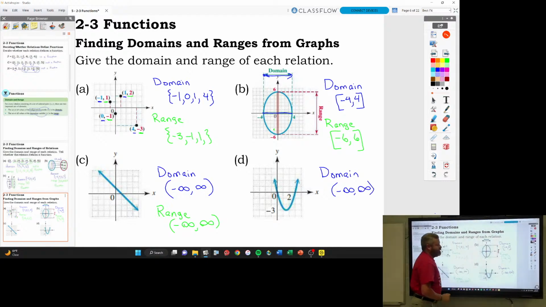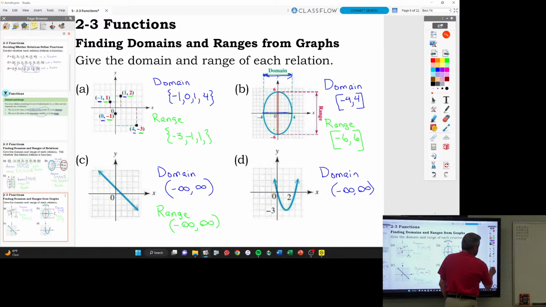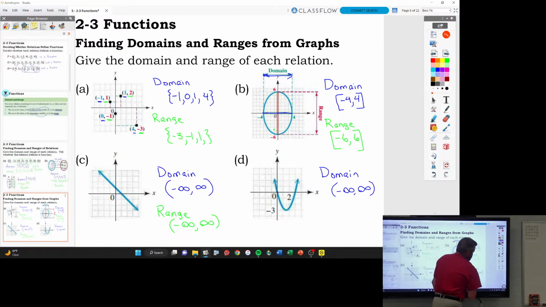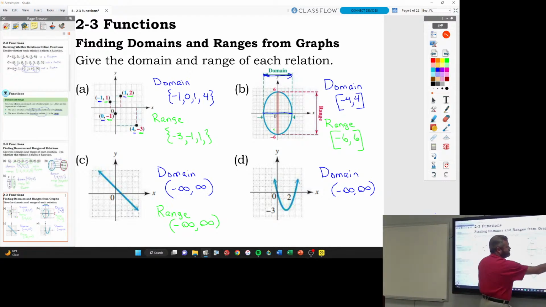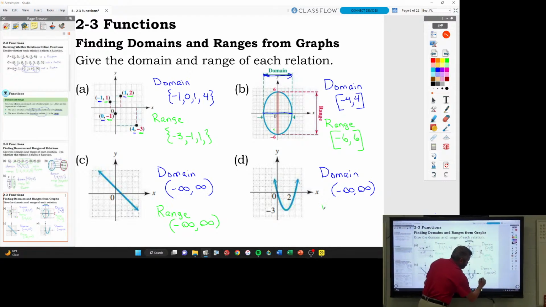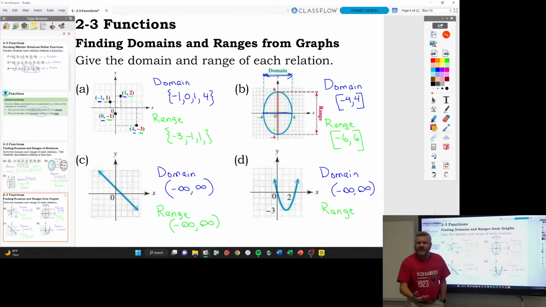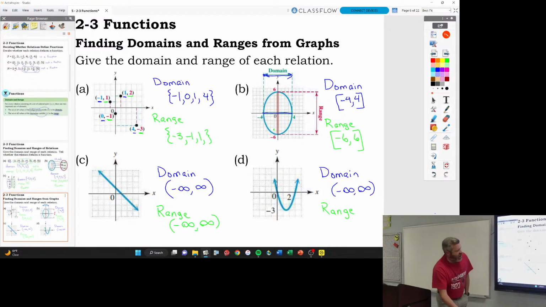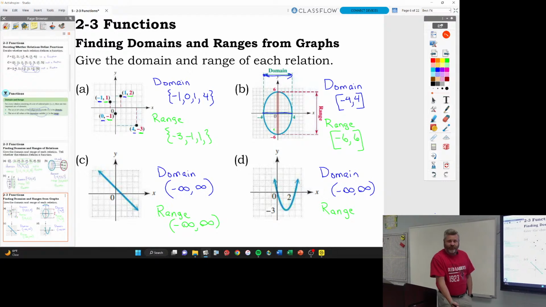And again, because we don't know the exact value of infinity, we're going to use parentheses to close those off. Now let's talk about the range. Range on this one's a little different, because this graph is not going forever. In fact, it's got a minimum. It only goes down to -3. It never gets below that point.